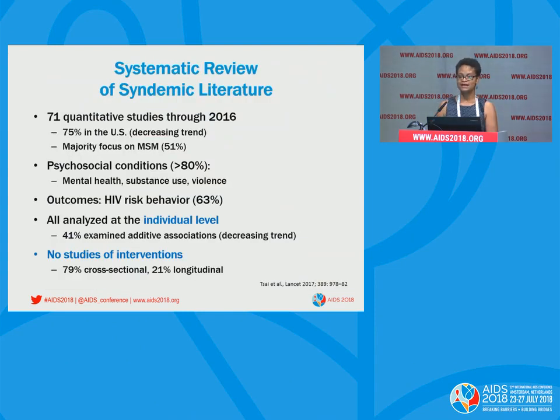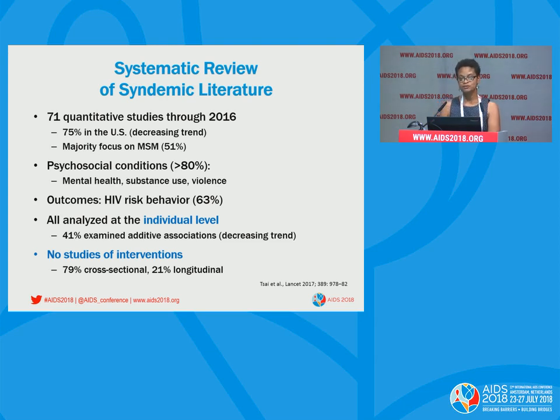More recently, there was a systematic review of the syndemic literature that looked at, well, what do we know about syndemics so far? So there were 71 quantitative studies that were published through 2016. 75% of them were in the United States, although this trend was decreasing over time, so more and more global research taking place. And the majority focus, surprising to me, was on men who have sex with men, given that the beginning of the syndemic description in the literature was SAVA, which focused on cisgender women. Psychosocial conditions were most commonly studied, with more than 80% of studies looking at mental health, substance abuse, and violence.